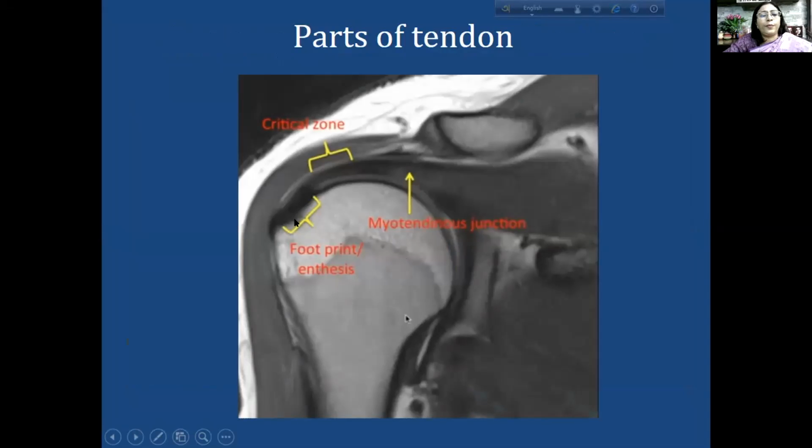Now the parts of the tendon. This is the footprint or enthesis part, where the tendon inserts into the bony surface, and from the footprint, 1 to 1.5 centimeter proximal, there is the critical zone called the hypovascular zone, and most degenerative tears occur here. This is the myotendinous junction. Most traumatic tears occur here.